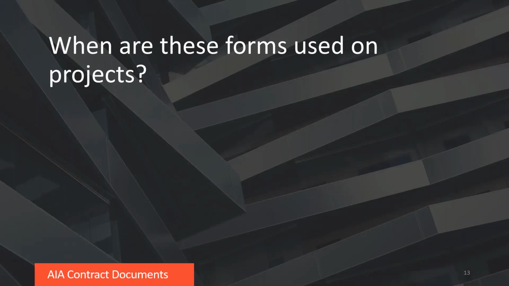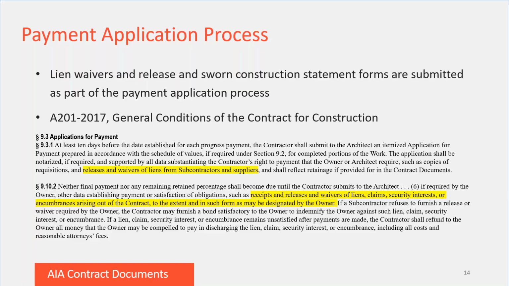When are lien waiver and release forms and sworn construction statements used on construction projects? Contractors and their subs and suppliers submit lien waivers and sworn construction statements as part of the pay-app process. Under sections 9.3.1 and 9.10.2 of the A201, lien waivers are specifically mentioned as part of the pay-app process. These sections may also apply to sworn statements.